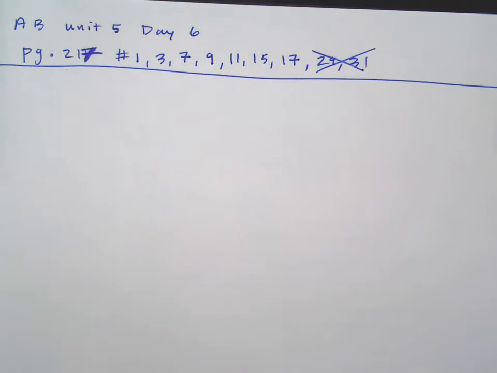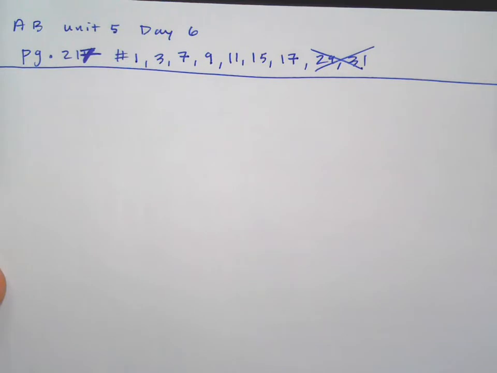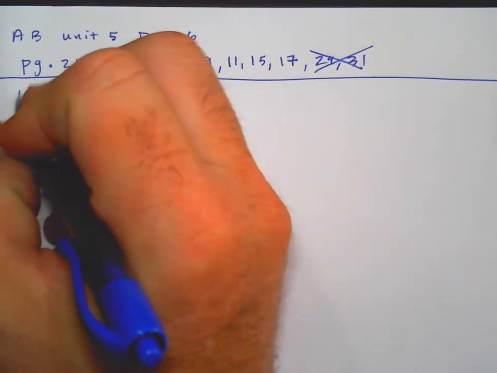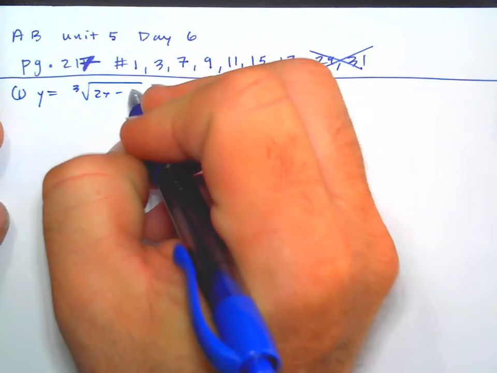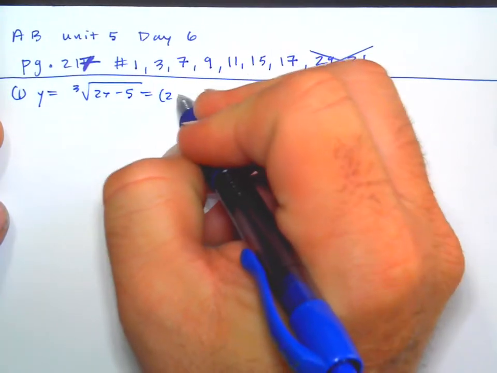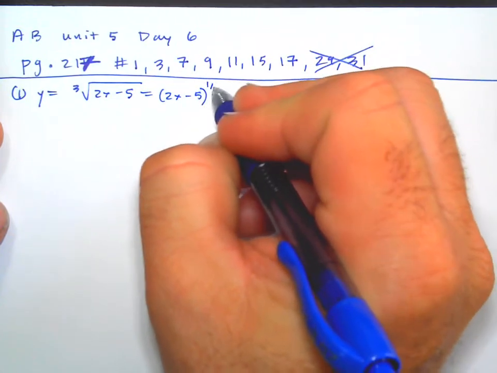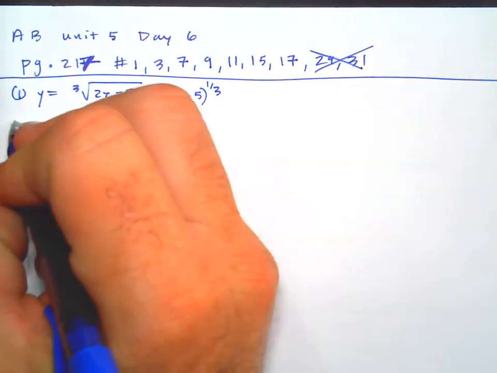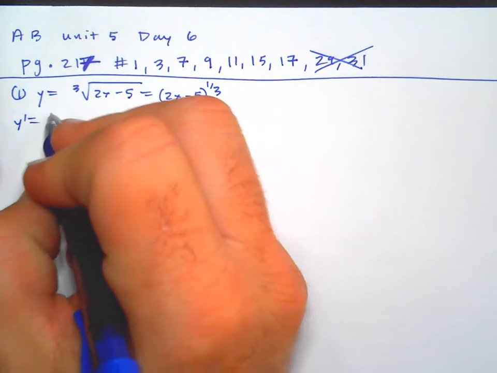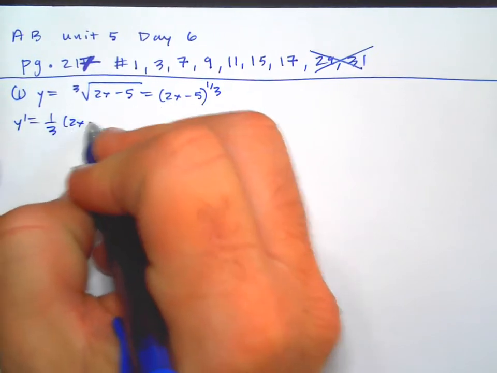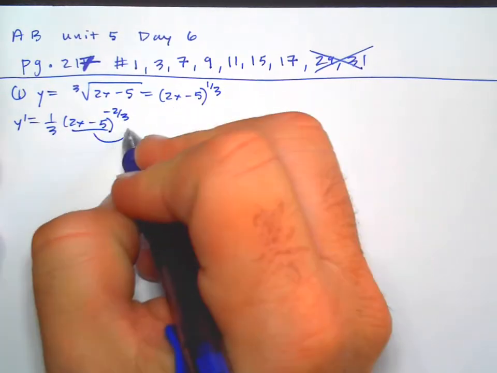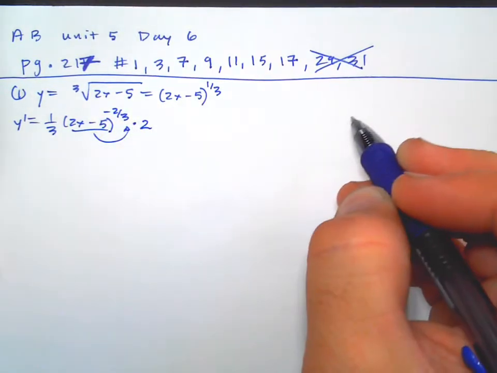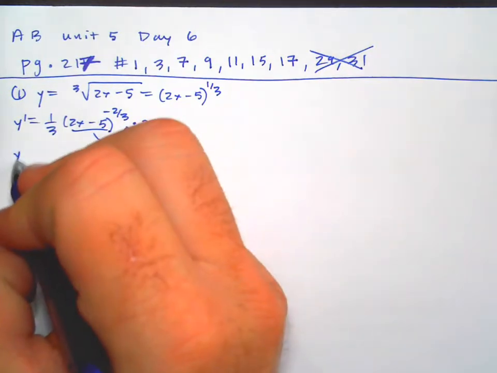So there was a little bit of practice just on other types of derivatives that we have been doing for a while now. So number 1 was y equals the cube root of 2x minus 5, which I would rewrite as parentheses 2x minus 5 to the 1/3 power. That's a power rule. So y prime equals 1/3 (2x minus 5). Leave the inside the same. Subtract 1. You're at negative 2/3 times the derivative of what's inside. That's the chain rule.